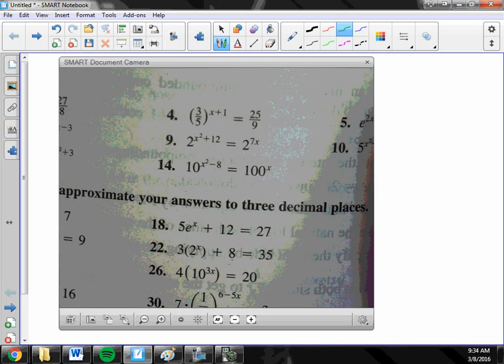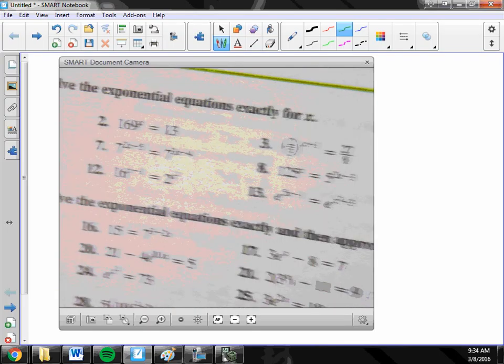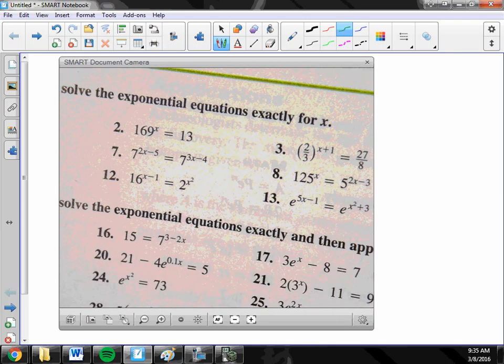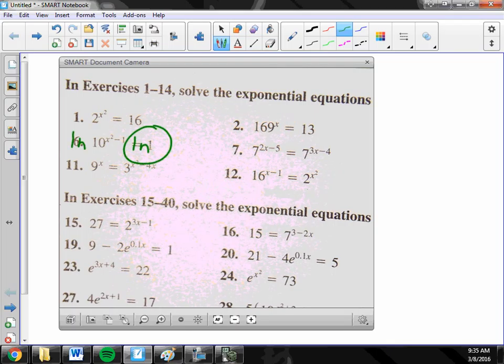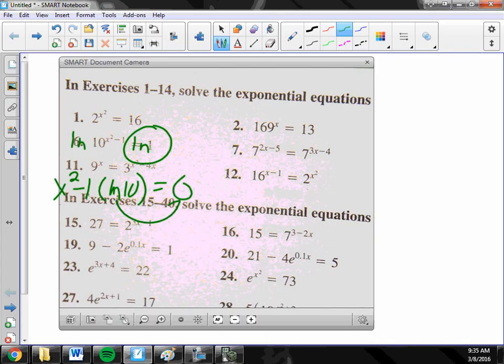Okay, number 6. So we'll ln both sides. What is the ln of 1? 0. So we get (x squared minus 1) times the ln of 10 equals 0. And if I divide by the ln of 10, I still am left with 0. So x squared minus 1 equals 0.